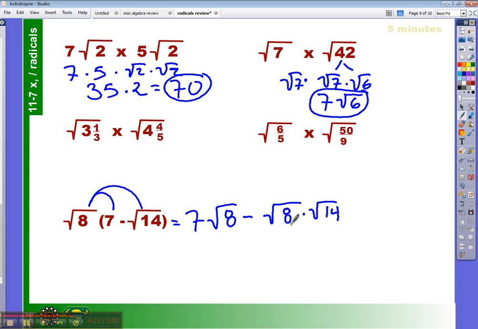Can I break the square root of 8 into 2 terms, even though they're not perfect squares? Or maybe there will be some perfect squares. Yes? Yeah, so we can have the square root of 4 times the square root of 2. How about square root of 14? Can I break that apart? 7 and 2. So we have the square root of 2 times the square root of 7. Well, what is the square root of 4? 2. Square root of 2 times the square root of 2 is 2 times the square root of 7.